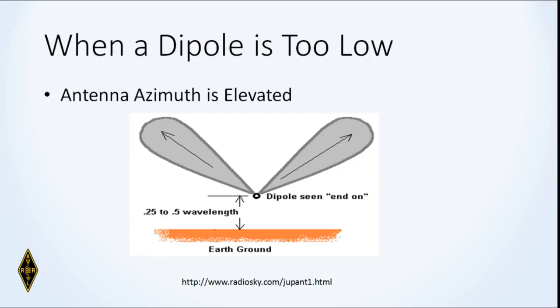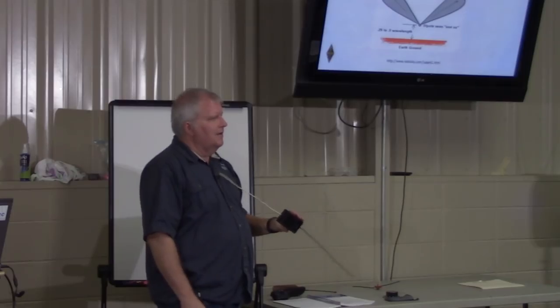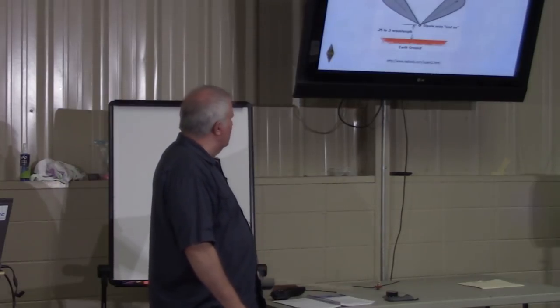Now, do people run with antennas that are lower than that? Yes. But what tends to happen is that as the antenna comes lower to the ground, the radiation from a dipole antenna will go up. And some people actually do this purposefully.